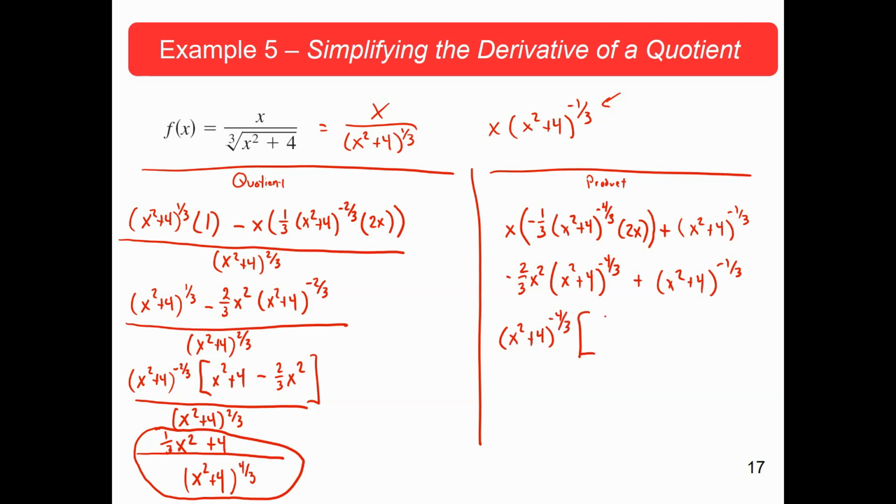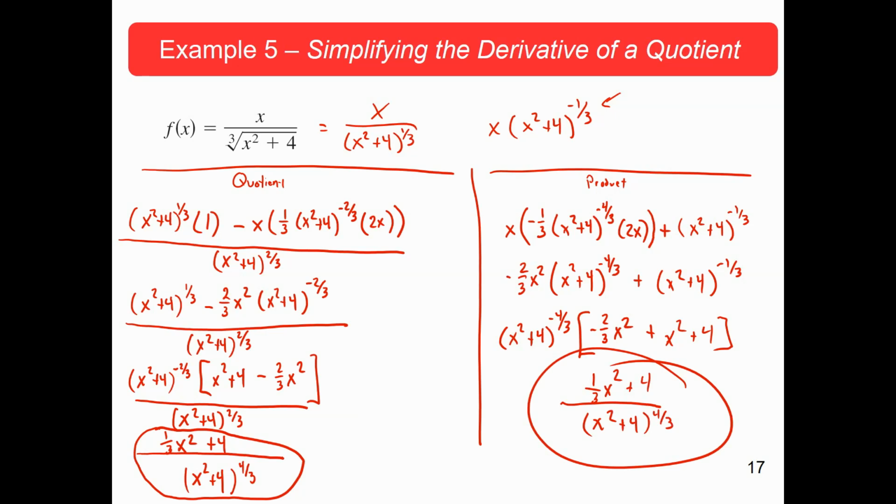It's going to leave us with negative 2/3 x squared, right? Plus, here, what's negative 1/3 minus negative 4/3? So negative 1/3 plus 4/3 just gives you 1. So you have plus x squared plus 4. So we can combine negative 2/3 x squared plus 1x squared, which is going to give us 1/3 x squared plus 4. And that negative 4/3 can go to the bottom, x squared plus 4 to the 4/3. Two different ways, same answer.